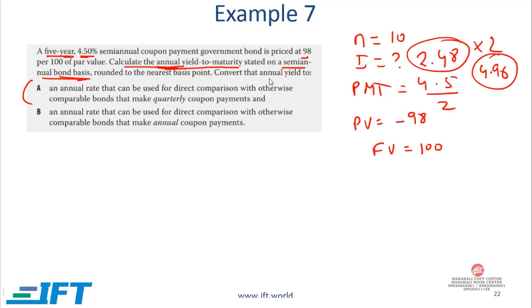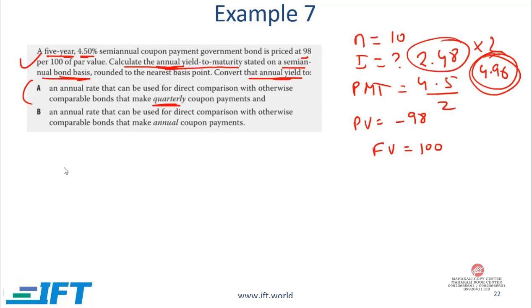Convert that annual yield, so convert 4.96 into an annual rate that can be used for direct comparison with otherwise comparable bonds that make quarterly coupon payments. I'm going to do this slightly differently from what the curriculum has done, and I think my method will make this more intuitive. What have we calculated up here?